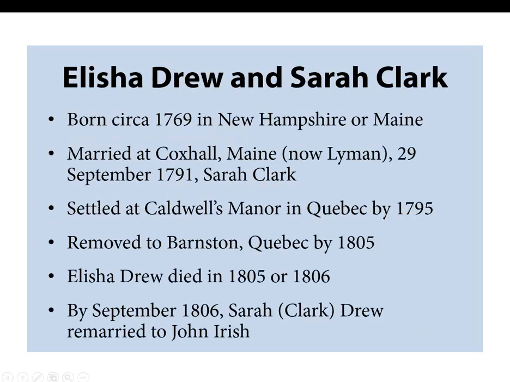So this is what we know about Alicia and Sarah. Alicia's born about 1769 in New Hampshire, Maine, and by 1791, he's moved up to Lyman, Maine. And in that year, he marries Sarah Clark. So the family's on the move again.